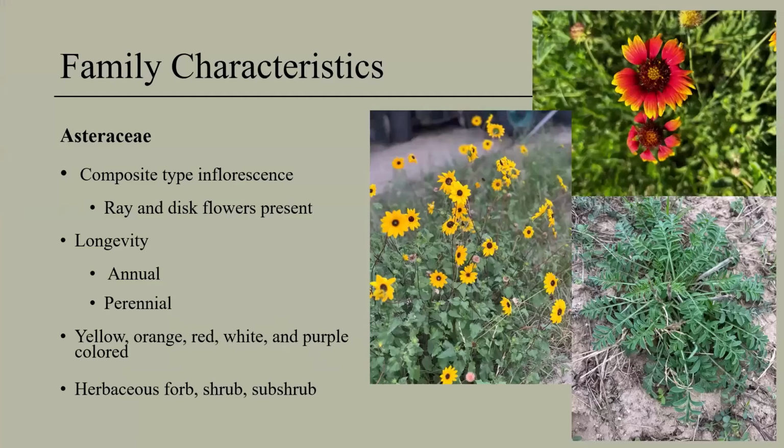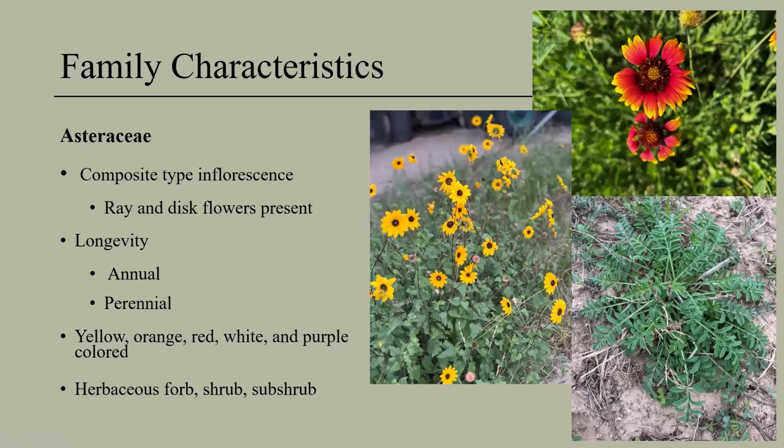The Asteraceae family is the largest family group of flowering plants. It has a composite type inflorescence. So let's think about a sunflower in that instance. You can see here a sunflower or an Indian blanket. Those have both ray and disc flowers present. So the ray flower is these showy petals around the outside, and then the disc flower is there in the middle.